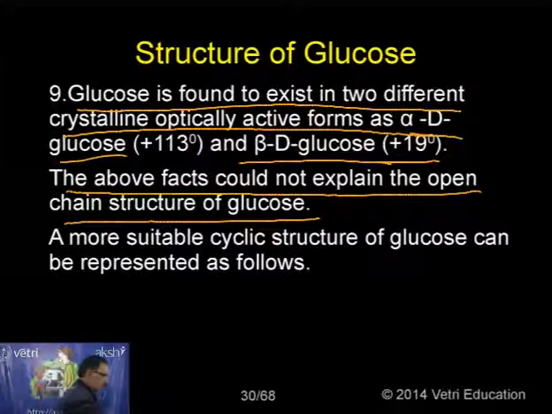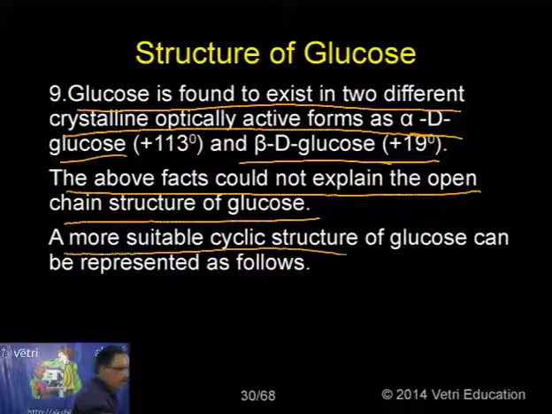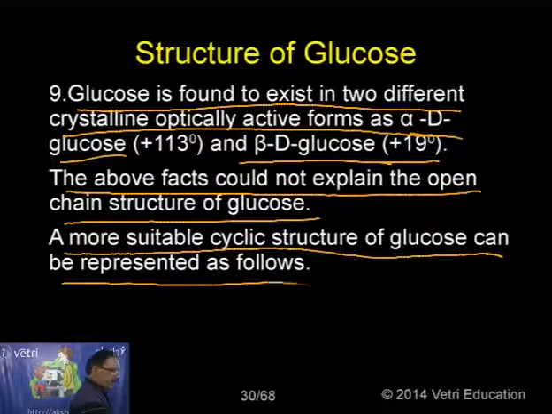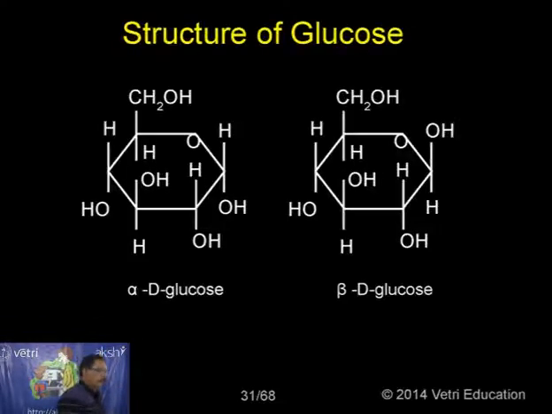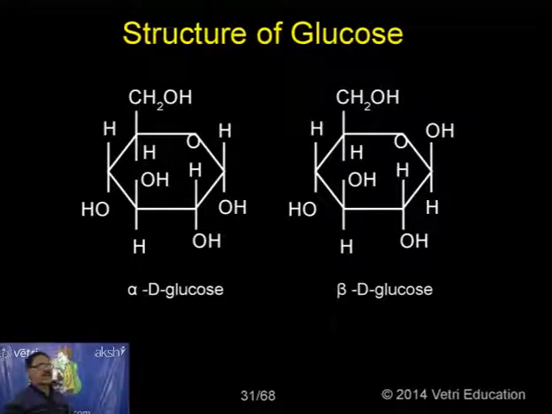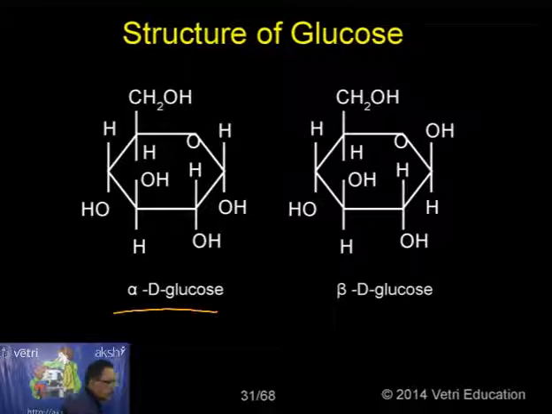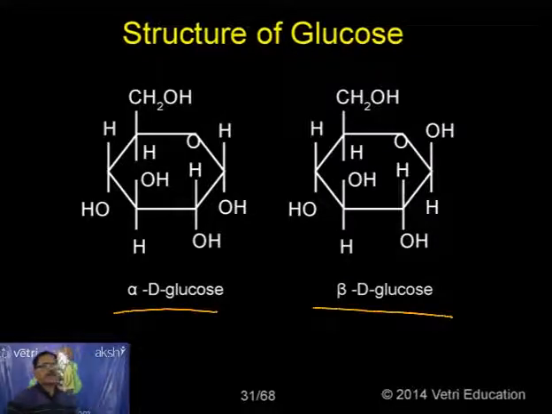A more suitable cyclic structure of glucose can be represented as follows. So more probably the cyclic structure will be as follows. This is the actual structure for alpha D-glucose and beta D-glucose. This is alpha D-glucose, this is beta D-glucose. Dear students, you can raise a question: what is alpha, what is beta?